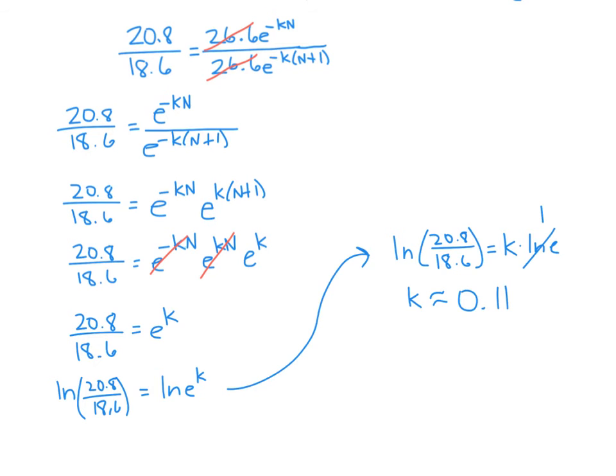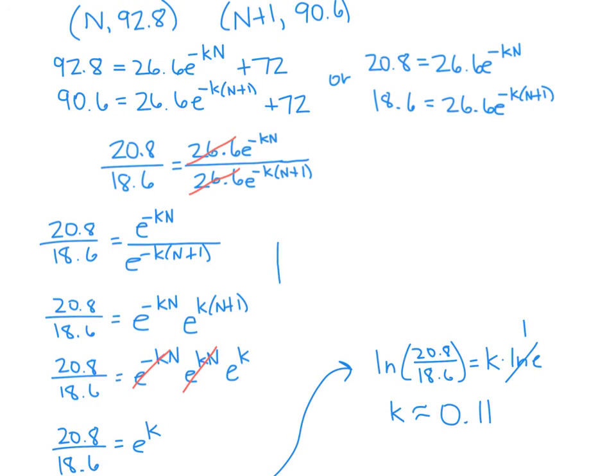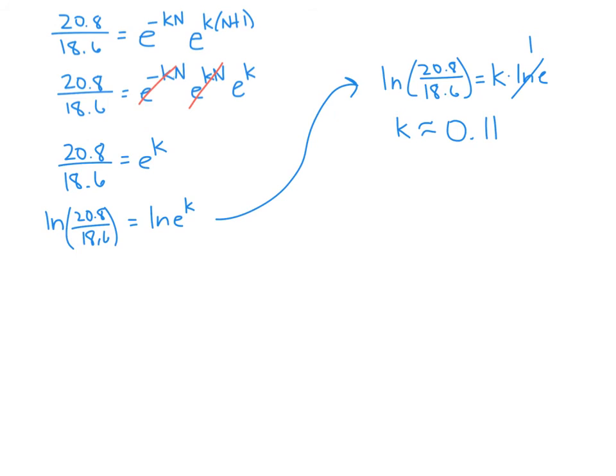Alright, so now we can go back and put that into our equation that we came up with back here, where we set n to be the number of hours since the murder was committed. Now we have k, so we can plug 0.11 in for k, and then we'll be able to solve for n. So our equation with n is going to look like 20.8 equal to 26.6 e to the negative 0.11, now that we put our k value in for k, times n. So now we want to solve for n.